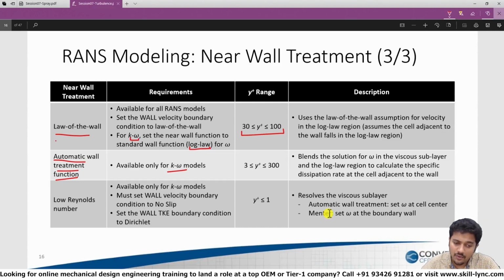Okay, now similarly you have a low Reynolds number model, which is the K omega SST model. In this case, you can actually use y plus less than 1. And this is going to give you accurate wall quantities if that is something that you desire. Now, this is one of the things that people choose when they do external flow simulations.